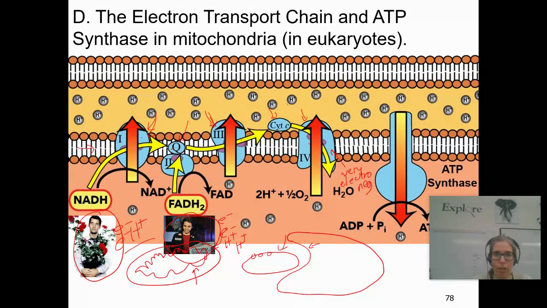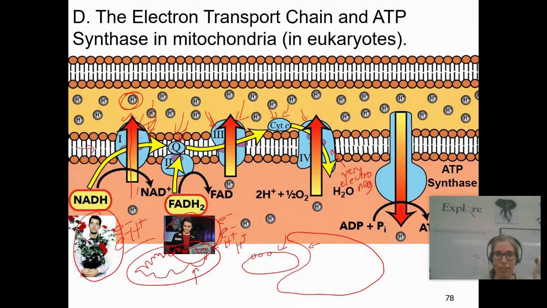And it's more electronegative than this one, which is more electronegative than this one, which is more electronegative than this one, which is more electronegative than this one. And so each time the electrons are passed from molecule to molecule, the electrons are held a little bit more tightly, which means they are a little bit more stable. They're in a little happier place, and so they have less energy. The energy that they lost is used to pump hydrogen ions through.